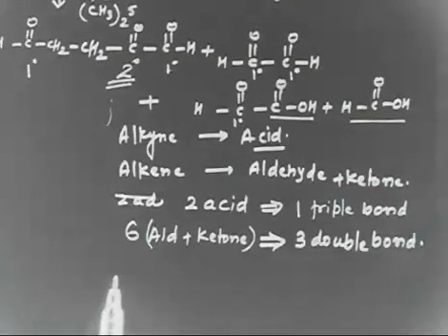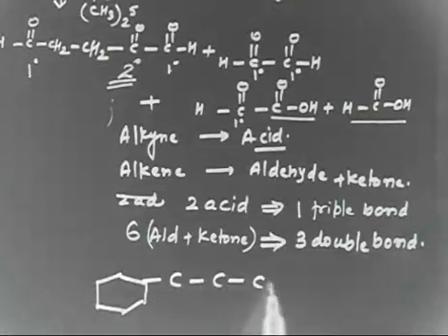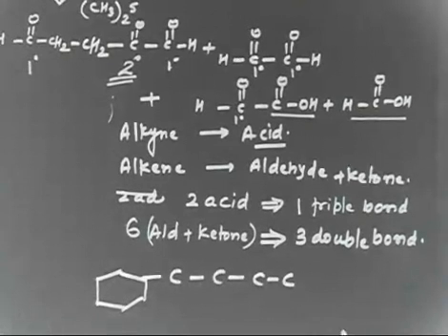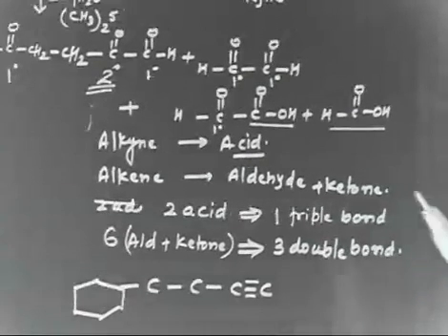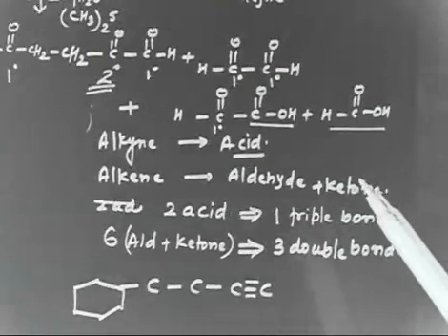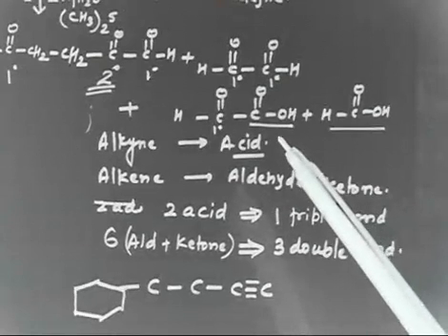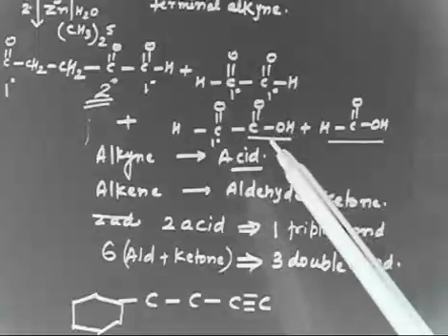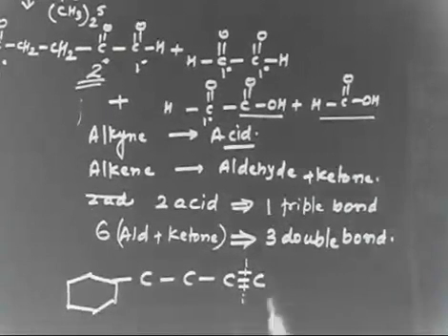Now I know the skeleton of this compound is this. Now I have to fit the double bonds, and I have a triple bond at the end, so let us fit the triple bond. Now we have to put the double bonds. So first listen and then you write. If you see this compound, I am getting one acid, and I am getting this acid. So if I break from here, you will get this acid.